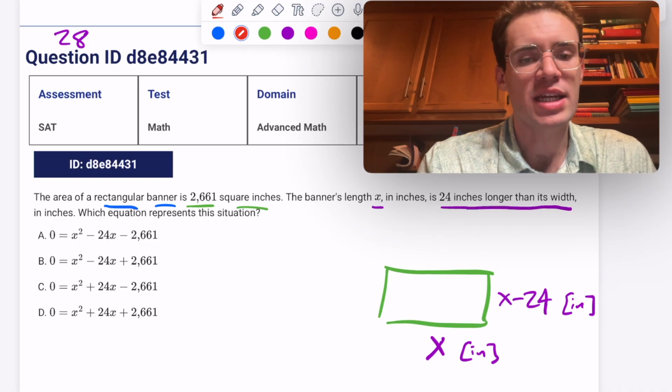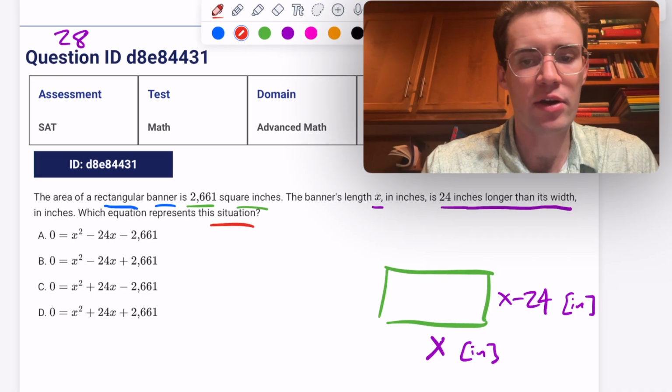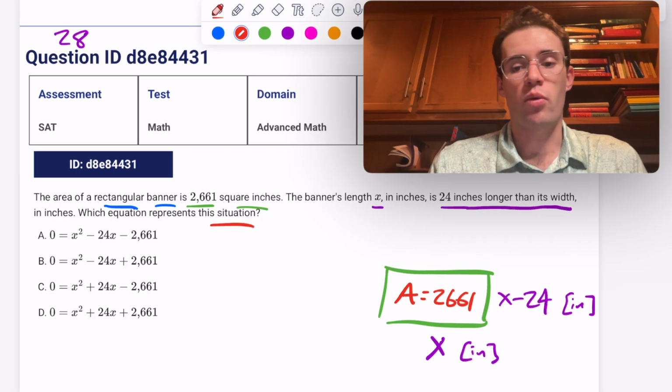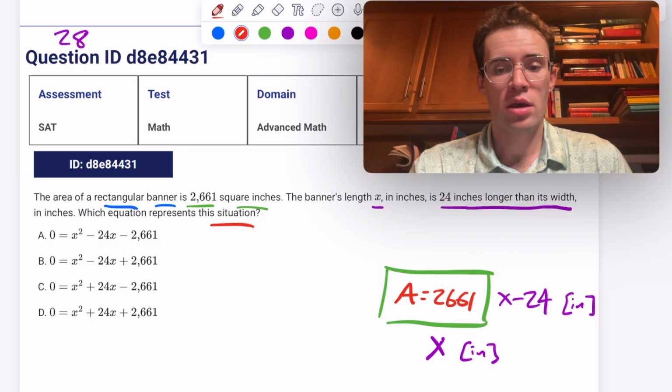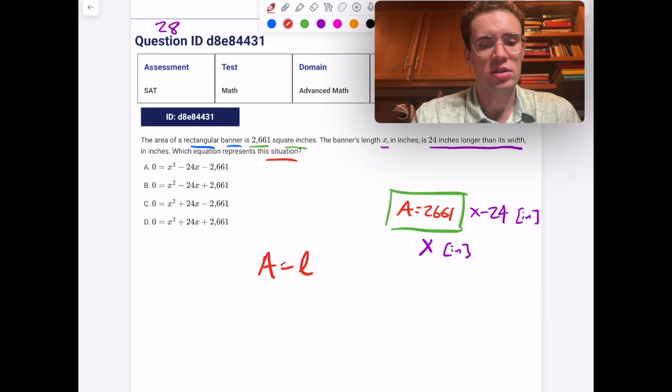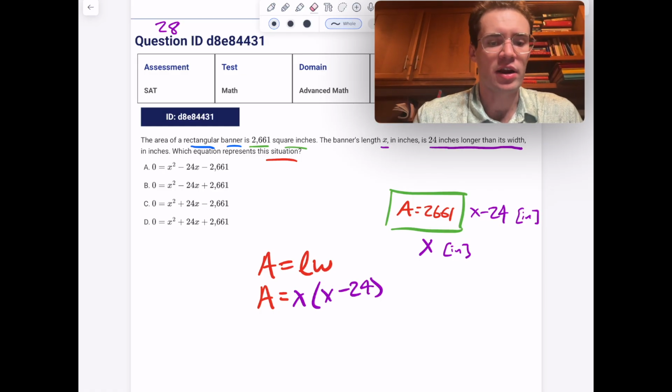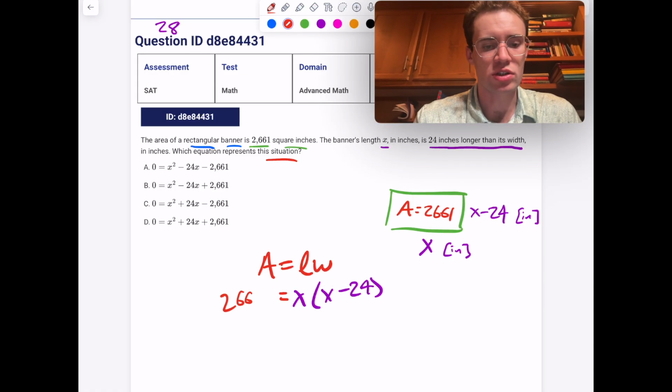Which equation represents this situation? We know that the area is 2,661, and the area of a rectangle is just the length times the width. So in this case, area is equal to length times width. Our area will be equal to our length, which is x, times our width, which is x minus 24. And again, they gave us that area that's equal to 2,661.